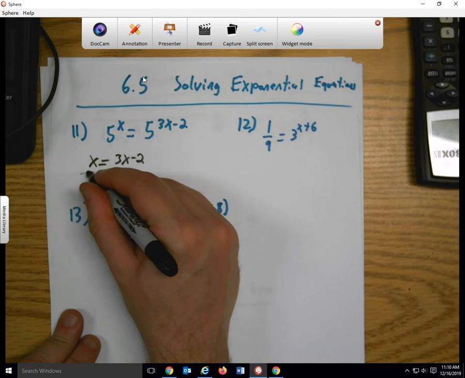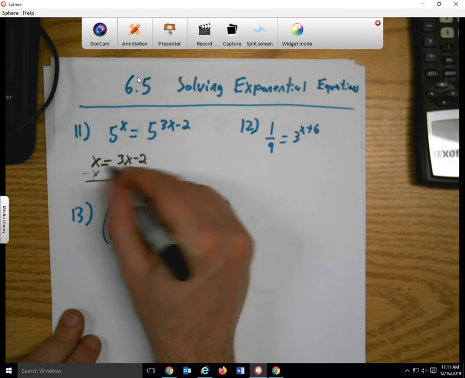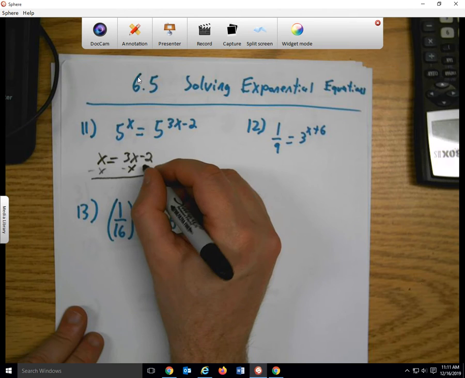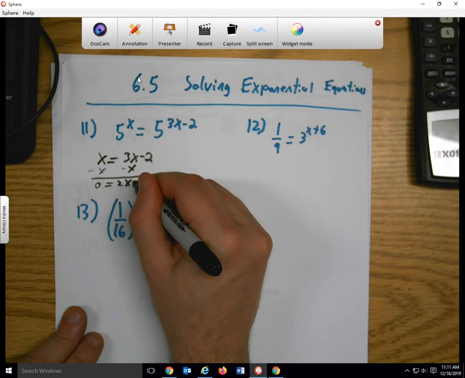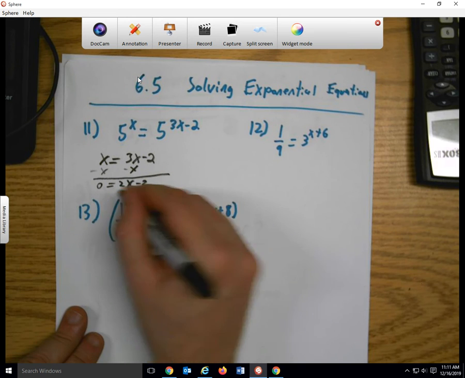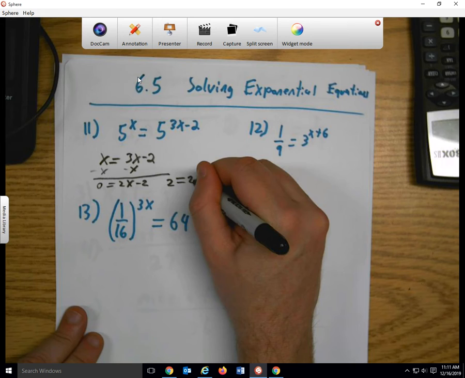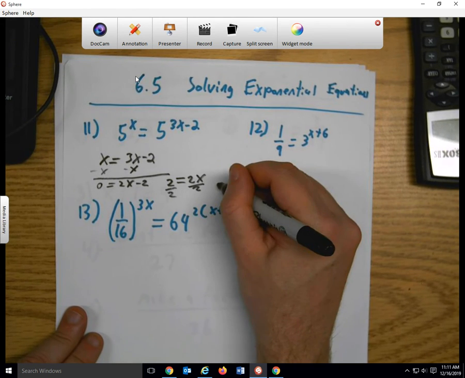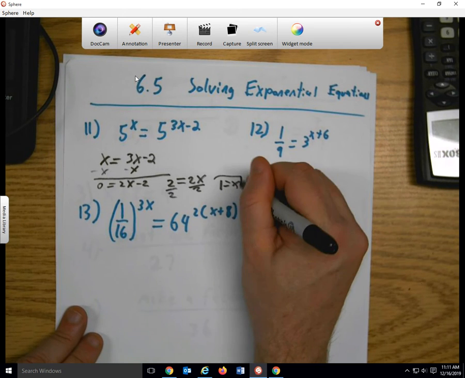There's a couple ways you can do this. I'm going to take away an x from each side. You don't want x's on both sides. You want to put the variable terms on one side and the constant terms on the other. So I would have 0 equals 2x minus 2. I'm going to add 2 to both sides, and I'll have 2 equals 2x. Divide both sides by 2, and you'll have 1 equals x, or x equals 1, same idea.